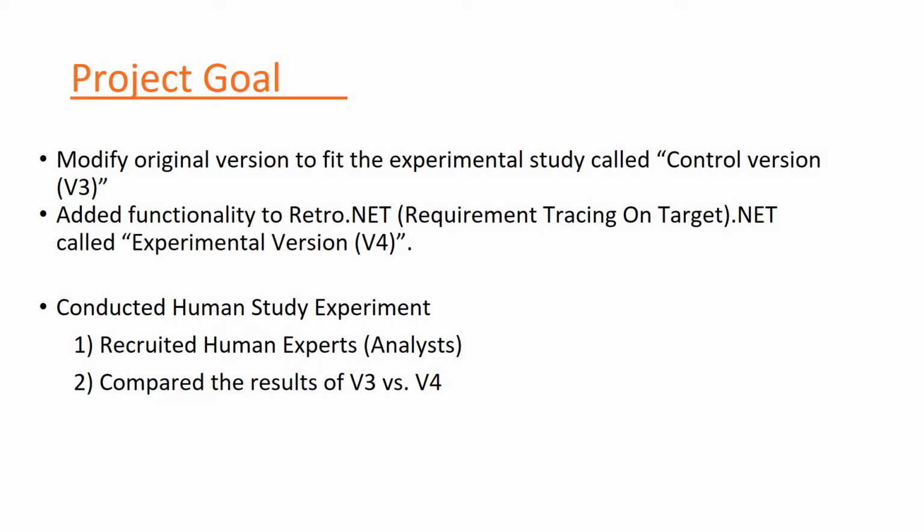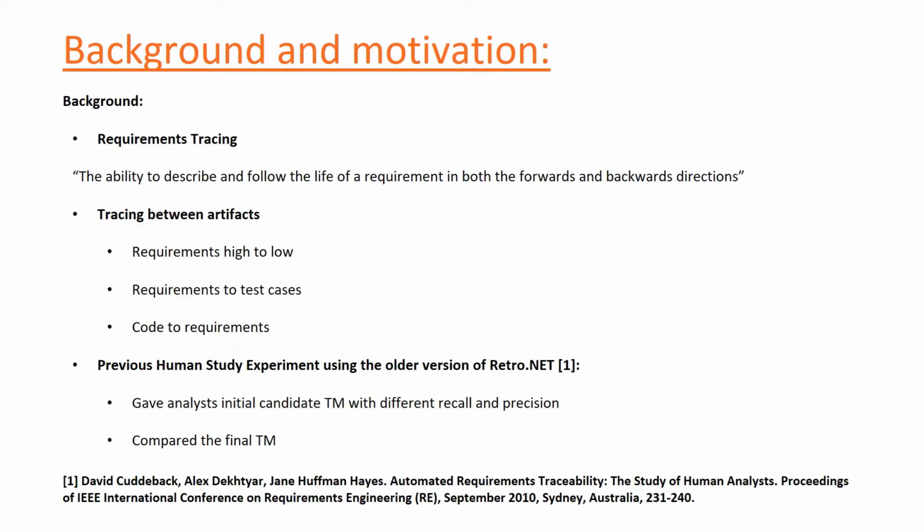The next part of my project is the human study experiment, where I recruited human subjects or experts, who did the vetting process, and then I compared the results I received from version 3 and version 4. A little bit of background: requirements tracing is the ability to describe and follow the life cycle of requirements in both forward and backward directions. So you can trace from requirements to design, or requirements to test cases, or code to test cases, or code to requirements.